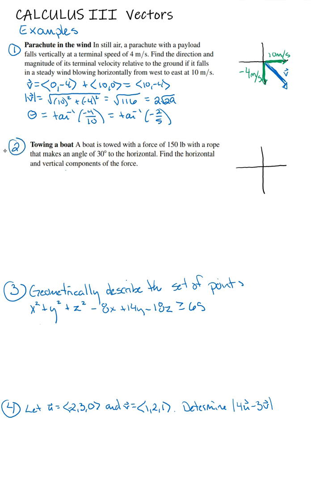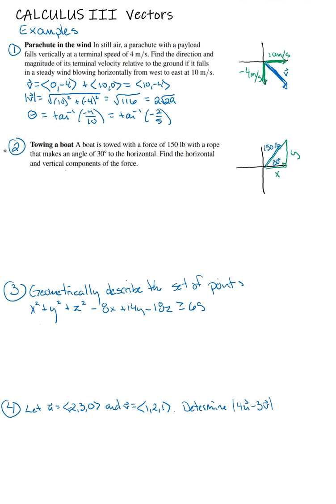So looking at this situation, just so you know what's going on, our vector is 30 degrees from the horizontal, and it's a force of 150 pounds. So it looks something like that. So what I want to do is I'm going to go ahead and draw my right triangle in here. And I basically want to figure out what are the x and y components of that.